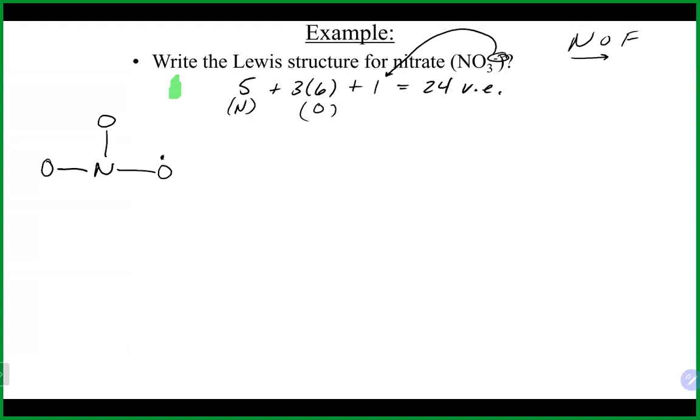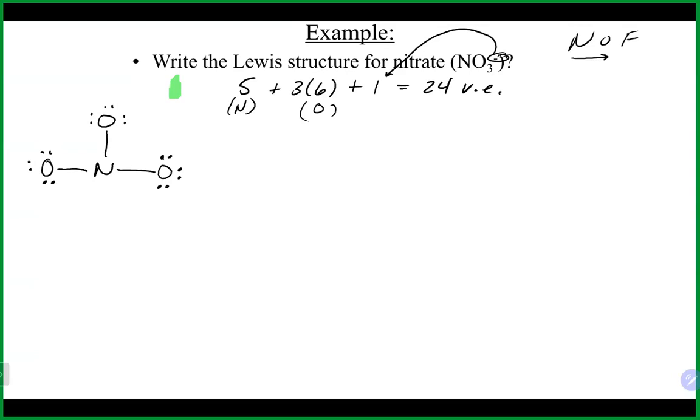Once again, they're going to go as pairs on the outside until they have 8. So that's 2, 4, 6, 8, 10, 12, 14, 16, and 18. At this point, I have now placed 24 electrons on my picture. Is everybody good in this case?